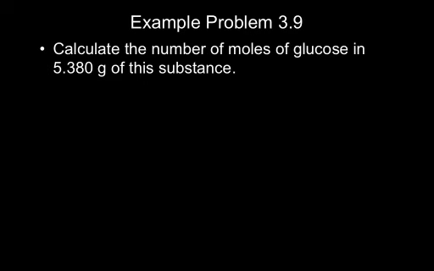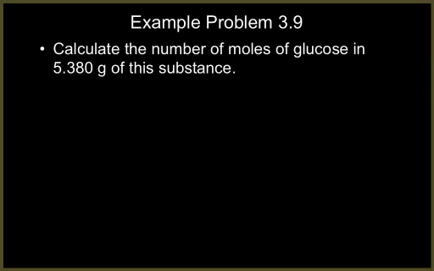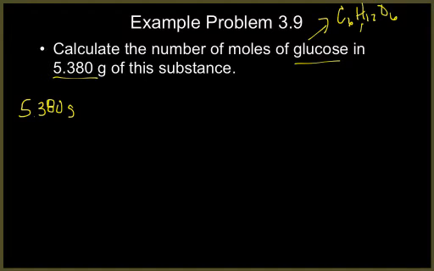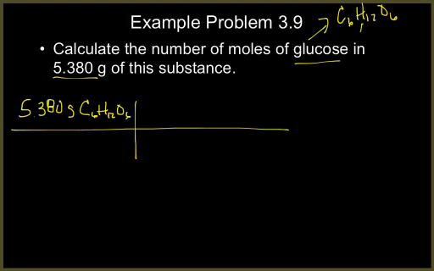Okay, so let's look at a couple more example problems here. This one says, calculate the number of moles of glucose in 5.380 grams of that substance. So we have 5.380 grams of glucose, and from our previous problem, glucose was C6H12O6. You might remember that from biology. So we have that many grams of glucose. If you remember from the slide we just had, we can go straight from grams to moles using our molar mass.